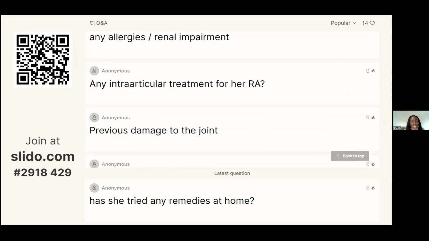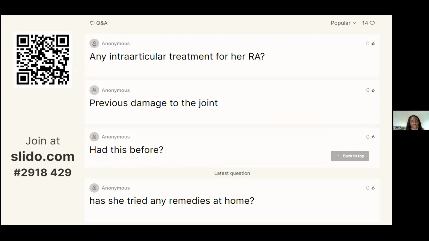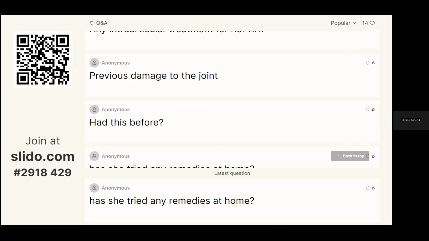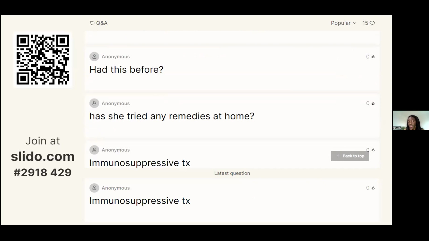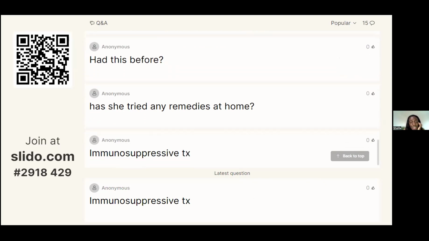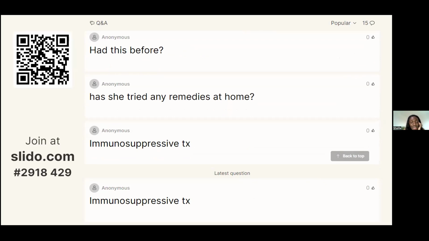Any allergies, any intra-articular treatment for her RA? No previous intra-articular injections. No previous damage to the joint, apart from having rheumatoid arthritis, which may have left some residual joint damage. Has she ever had this before? It's not presented like her typical rheumatoid arthritis flares, that much I can say. Has she tried any remedies at home? She's tried pain relief, that's not worked.